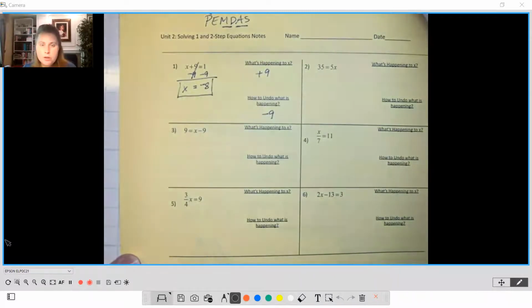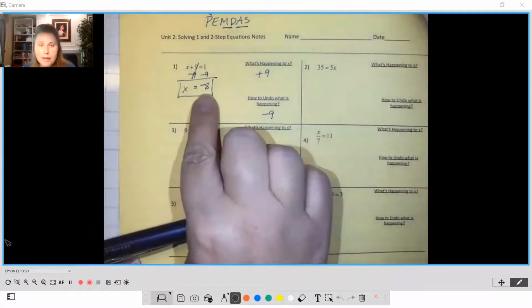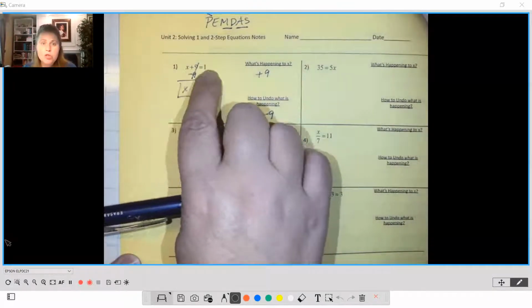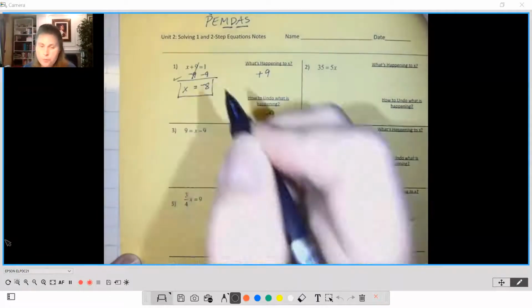Okay, we box our answer, and then I'm going to do the check step in my head. So negative 8 plus 9 is the same as 9 minus 8, which is 1. Okay, so that checked out.